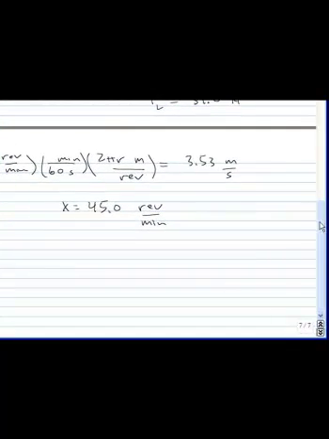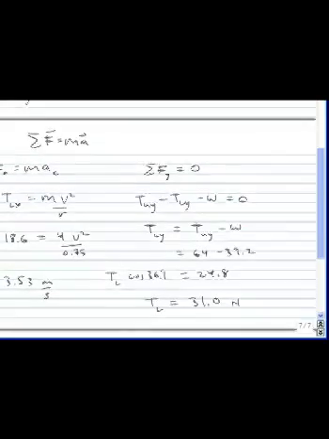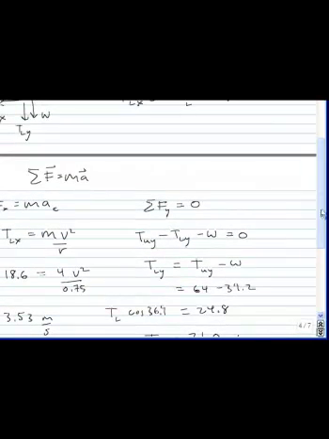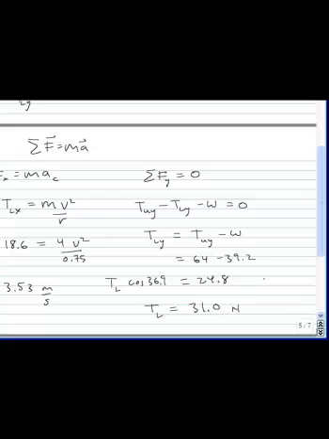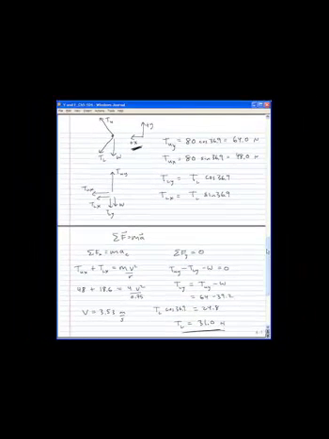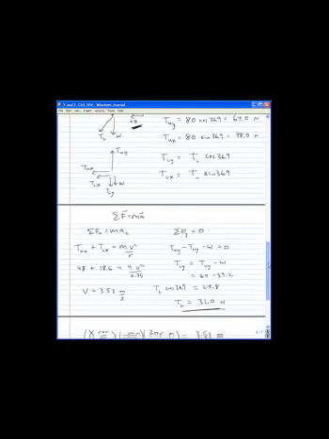And let's take a look. We said that our lower string has to have a smaller tension than the upper string. Our lower string came out at 31 newtons and our upper string was 80 newtons. So it appears to make sense.